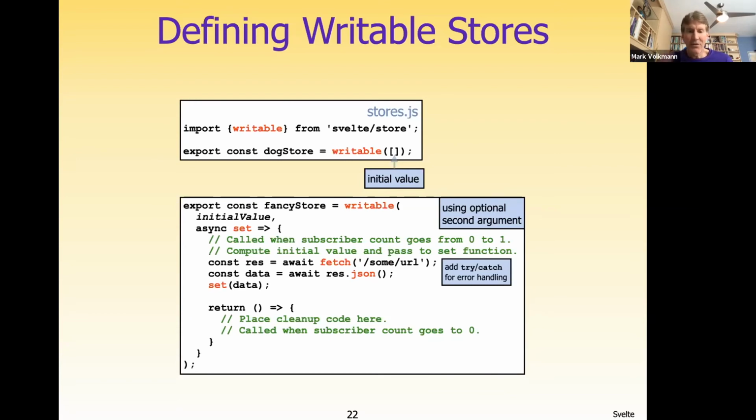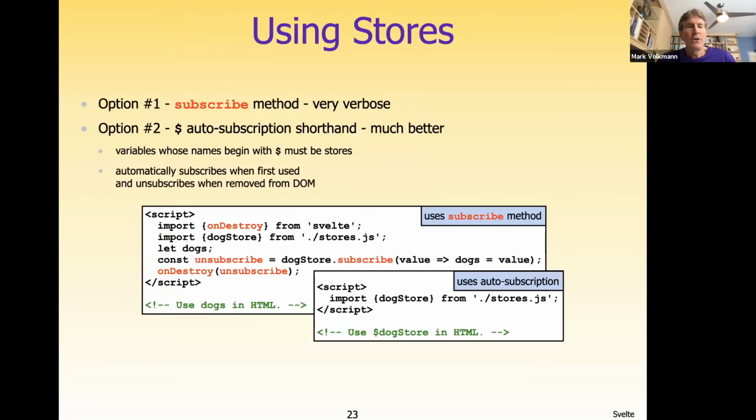So that's the fancy way, but most often in the applications I've worked on, what you see in the first example of the dog store is what I end up doing. So to subscribe to the store, you can do it the long way or the short way. And why would you do it the long way if you can do it the short way? But the long way is just showing that you can explicitly subscribe if you want, and you can pass to subscribe a function that you want to execute whenever the value in the store changes.